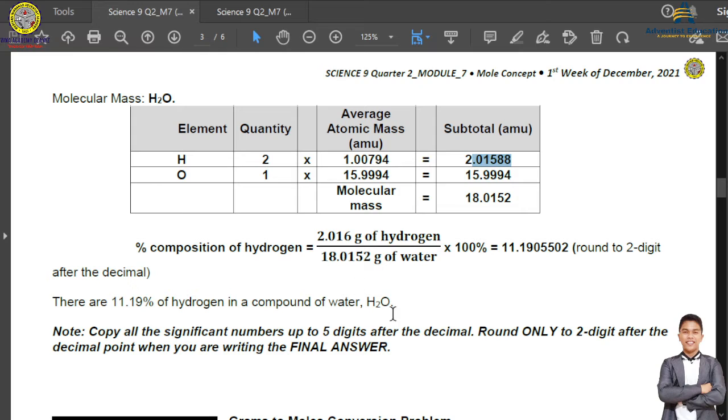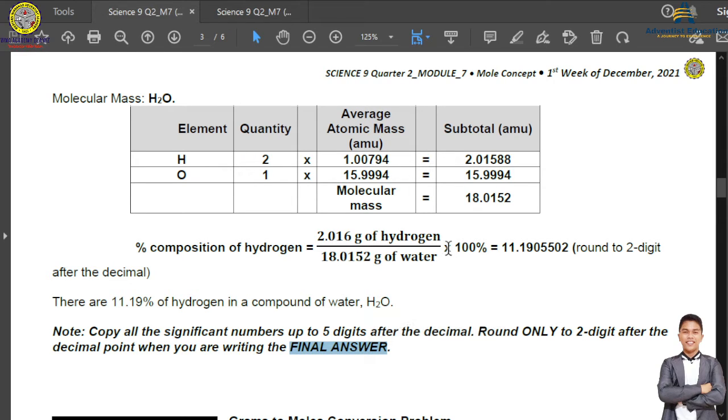You can only round up if you are writing the final answer. So I encourage everyone to write all the numbers. Do not do it like this, already rounded up here. You are only going to round up if you are writing the final answer.